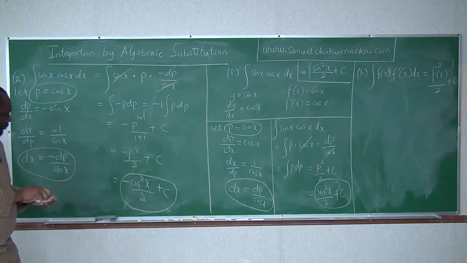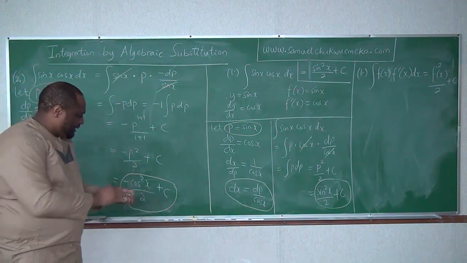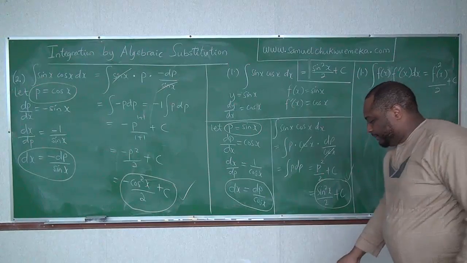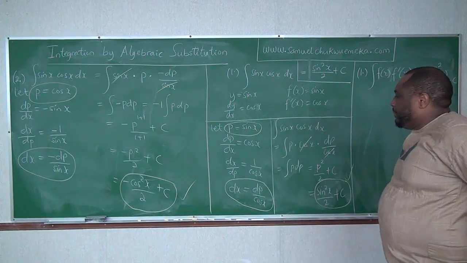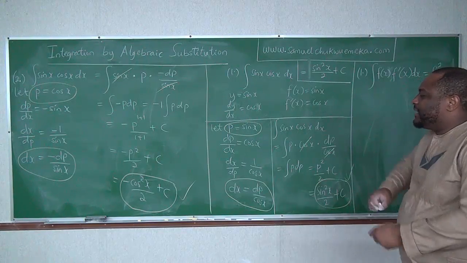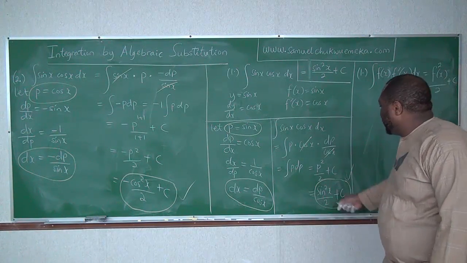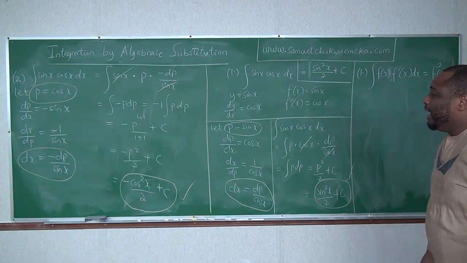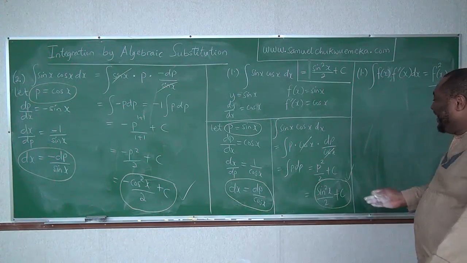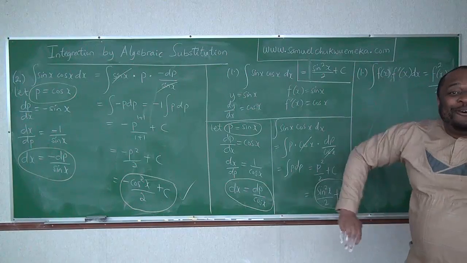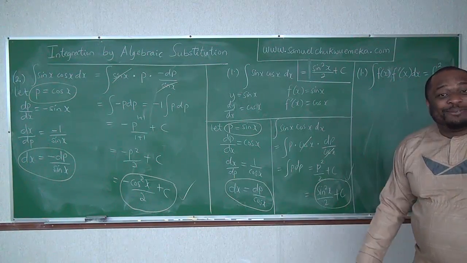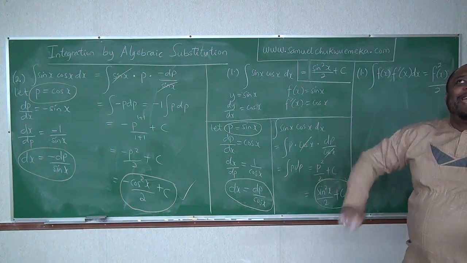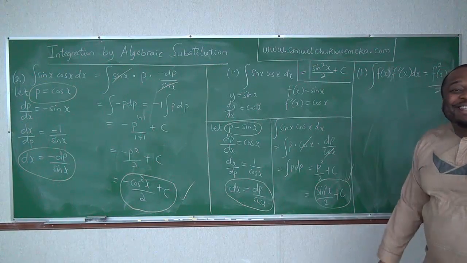So this answer is correct. This answer is correct. It doesn't matter. Now you might ask me, hey, Mr. C, why? I mean, they are not the same. Technically, they are the same. How? It's not the same. Sine squared x is not the same as negative cos squared x. Okay, I hear you.